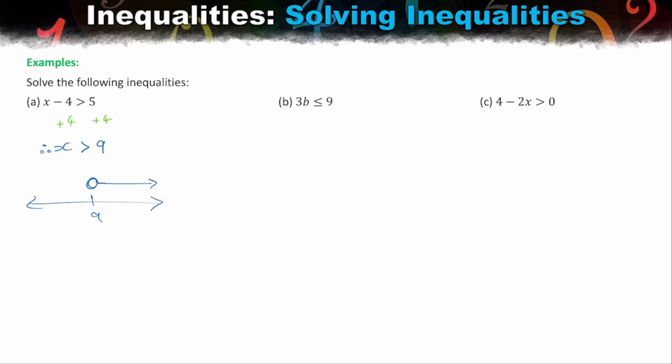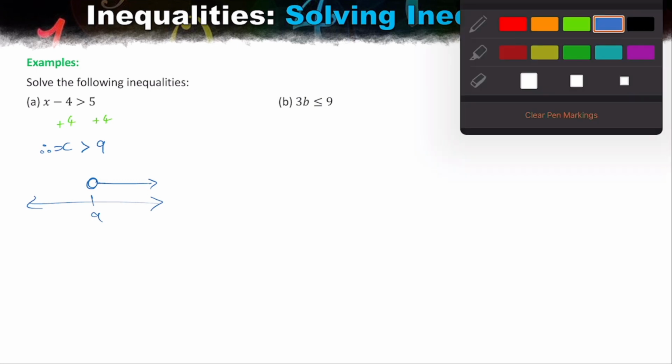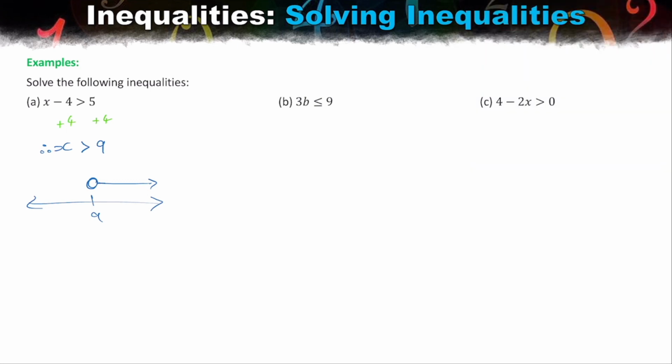All right. Now, in the next question, we've got 3 multiplied by a number, so the number's b. So 3 multiplied by b is less than or equal to 9. All right, so to solve this, we'll do the opposite of multiplication, which would be to divide. So we divide this side by 3, divide this side by 3.